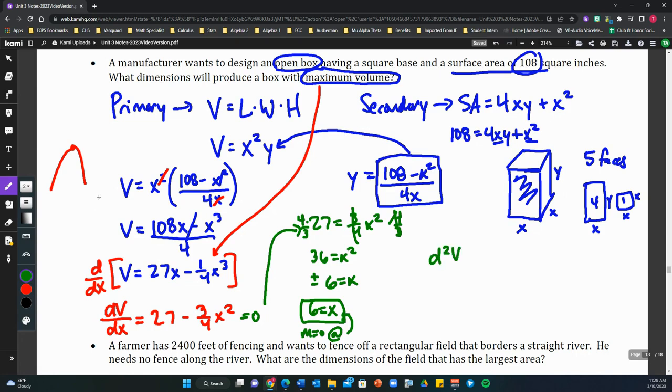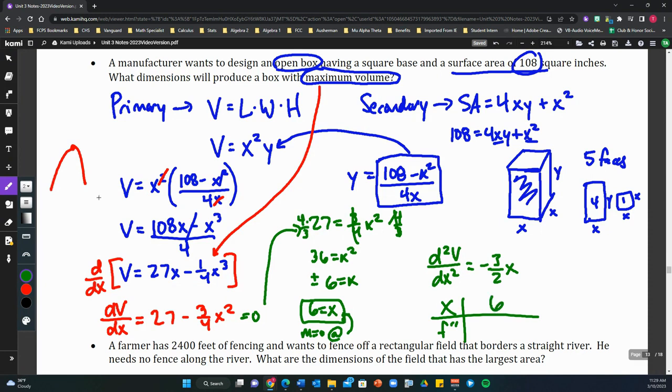So I'm going to find d2V/dx2 by taking the derivative of this. So the derivative of 27 is 0. Negative 3/4 x squared would turn into negative 6/4, or negative 3/2 x. And now I can complete our little simple second derivative chart.